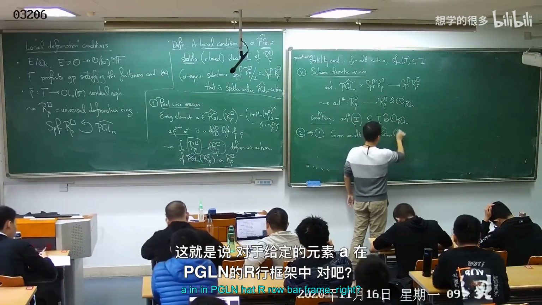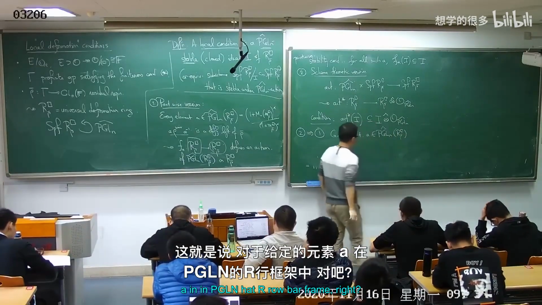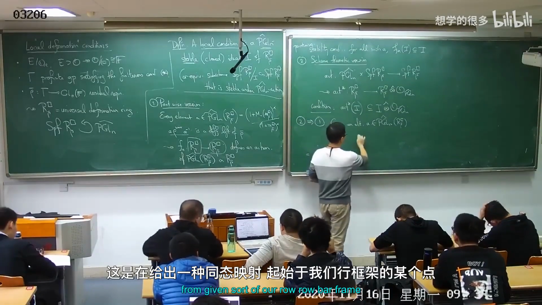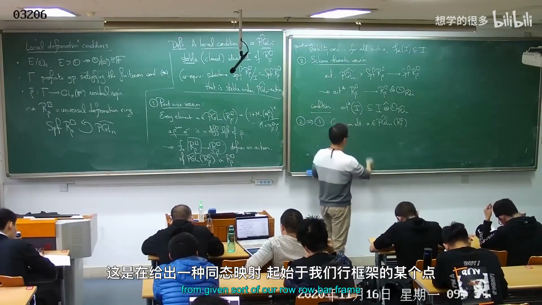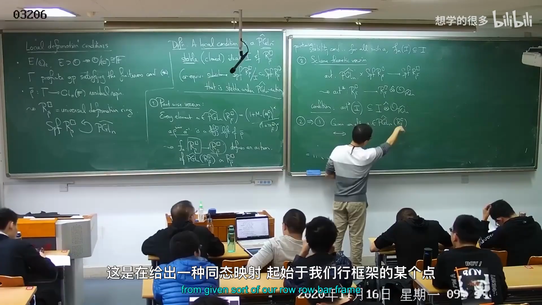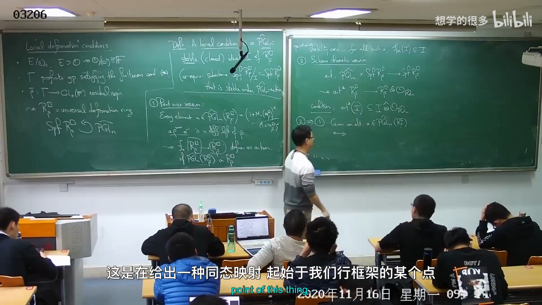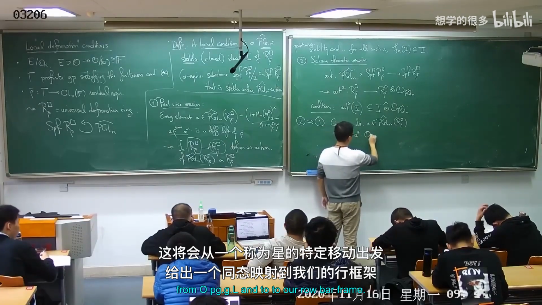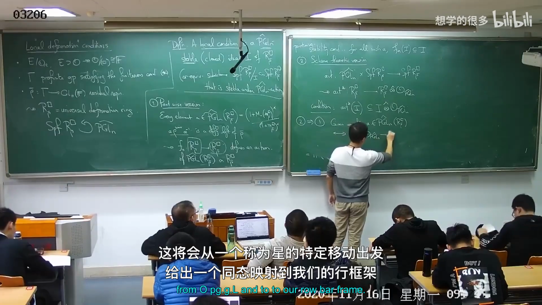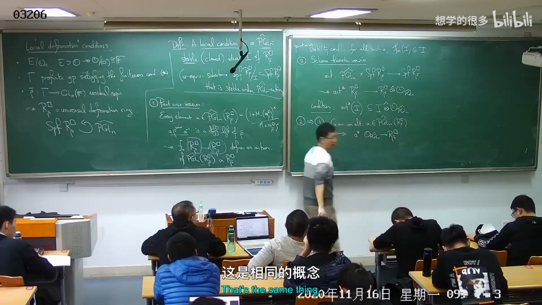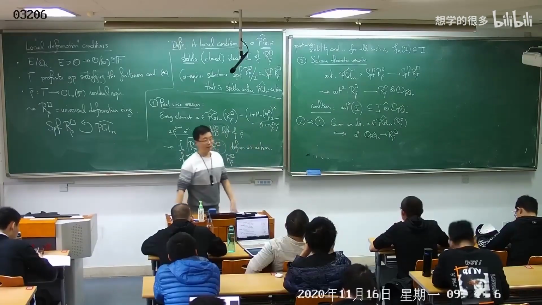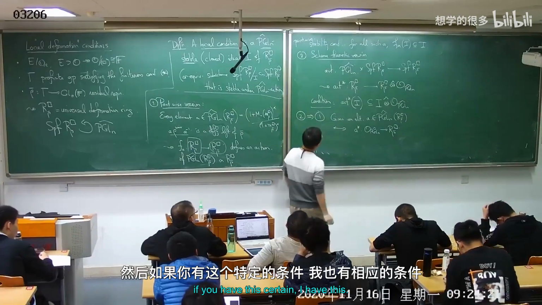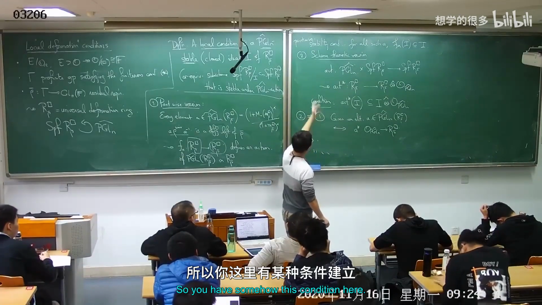PGLN hat of R rho bar frame, right? This is the same thing as giving a homomorphism from, given an R rho bar frame point of this thing, it's equivalent to giving a homomorphism, maybe call it A star, from O of PGLN to R rho bar frame. That's the same thing, right? And then you have somehow this condition here.